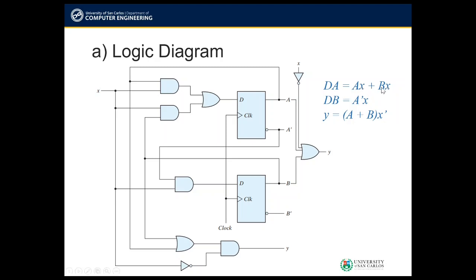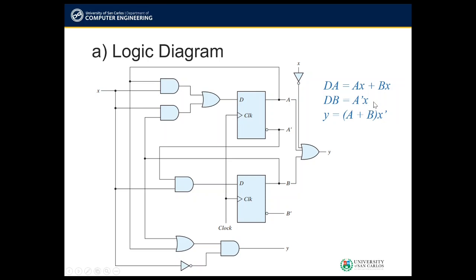So AX plus BX. Again, remember that A means the present state of A, which we can tap from the Q output of the first flip-flop, which we have named A. So this would become the first input, ANDed with X. This is the external input here. We have this AND gate here. And then the second term, BX. B comes from the present state of the second flip-flop we have here. So this is B, ANDed with X. This forms the second term here. And both terms are ORed because of the plus sign here.